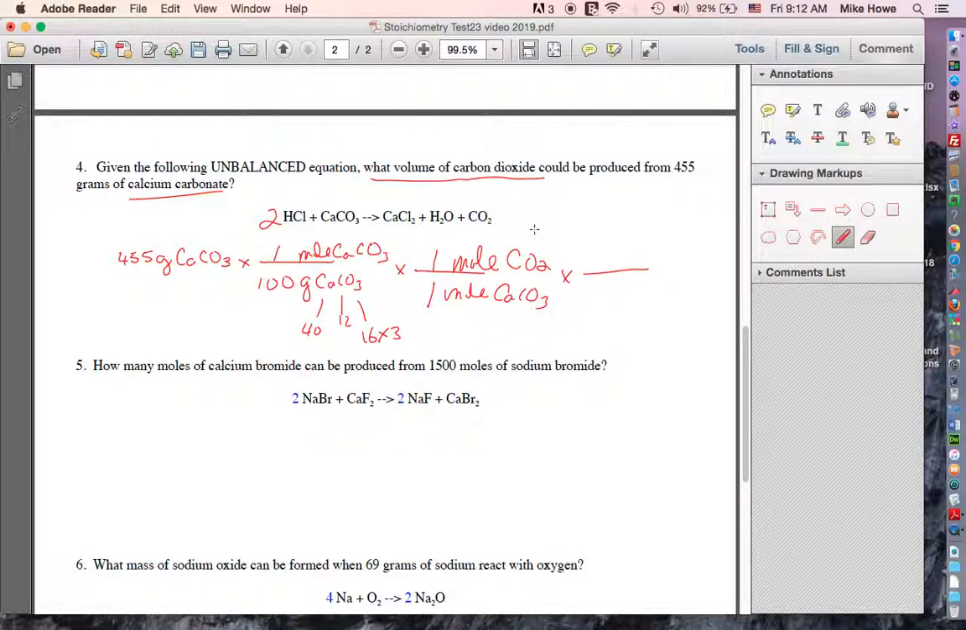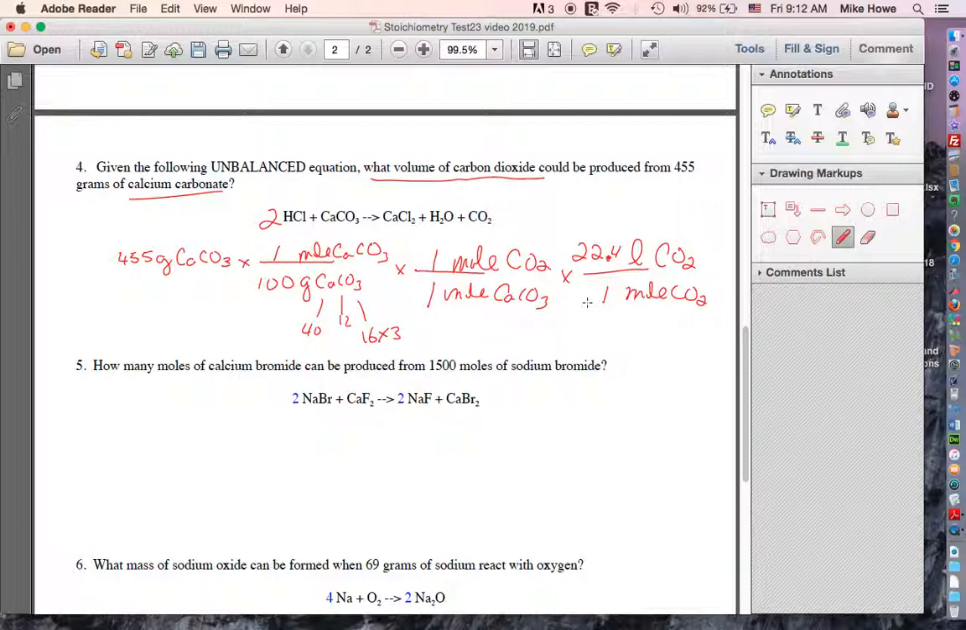Now I need to find volume. So what's volume measured in? Don't you buy soda in 2-liter bottles? So we'll put moles of CO2 on the bottom, and we'll put liters on top. 1 goes in moles. Liters will be 22.4, because 1 mole is 22.4 liters per the mole map. So now the math, 455 times 1 times 1 times 22.4, divide by 100, divide by 1, divide by 1.